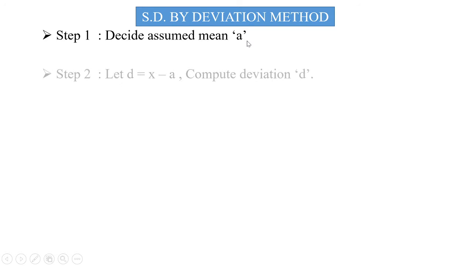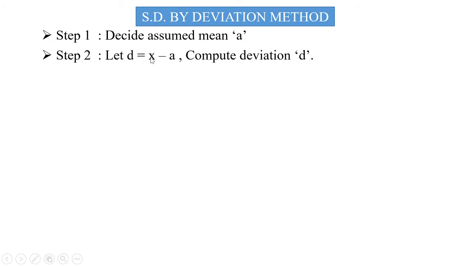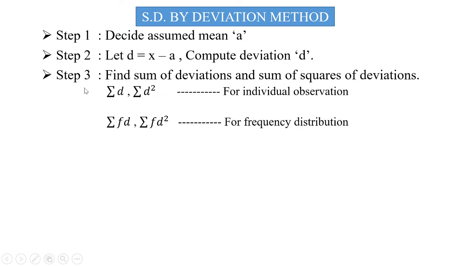Standard deviation by deviation method. We will see some steps to find standard deviation by deviation method. Step number 1, decide the assumed mean, that is A. Step number 2, let D is equal to x minus A. Compute deviation D. Step number 3, find the sum of deviations and the sum of squares of deviations, that is summation of D and summation of D square.